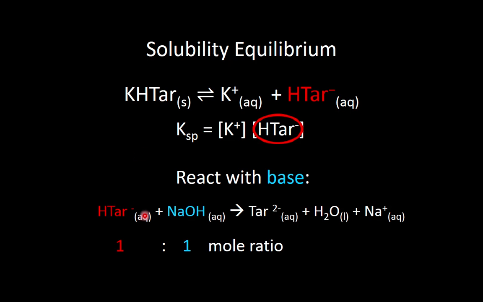So from this reaction, we can determine the concentration of HTar. That's going to be done by a titration, and we'll talk about that in lab. Then the question is, well, if we know the concentration of this, how do we know the concentration of potassium? And the answer to that is going off of the mole ratios. If we know how many moles per liter of this we have, we must also have the same number of moles per liter of potassium ion. They're equal to each other because, again, they're in a 1-to-1 mole ratio. From that, we can calculate the value of Ksp.